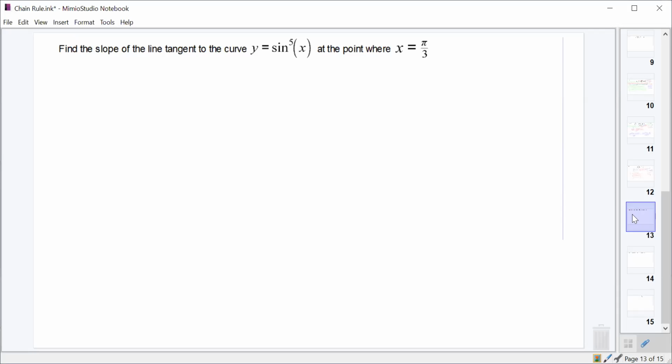All right. Let's see if we can find the slope of the line tangent to y equals sine to the 5th x at the point where x is pi over 3. You guys think you can do this one on your own using the chain rule? I think you can. Take a minute and a half, 2 minutes to see if you can do what this is asking you to do. Find the slope of the tangent line to this curve. So find the derivative at pi over 3.